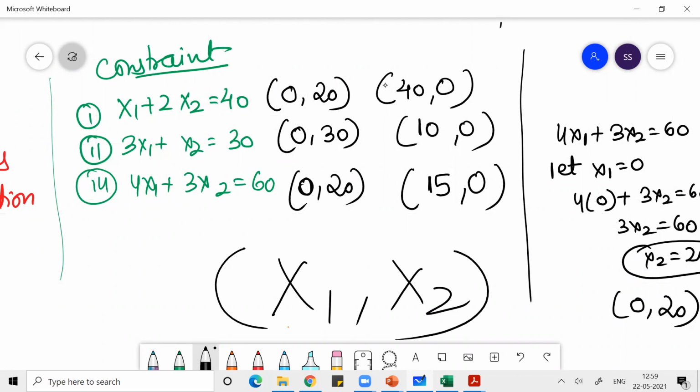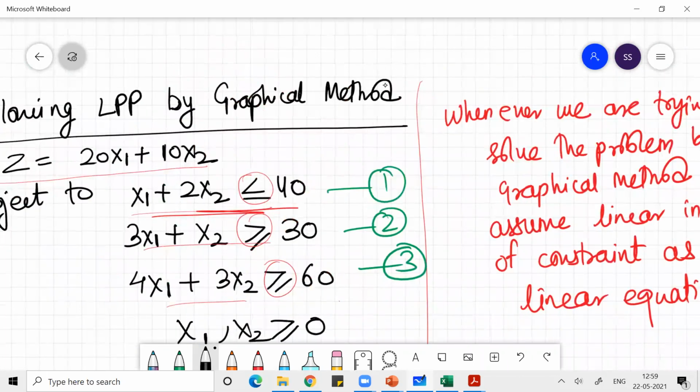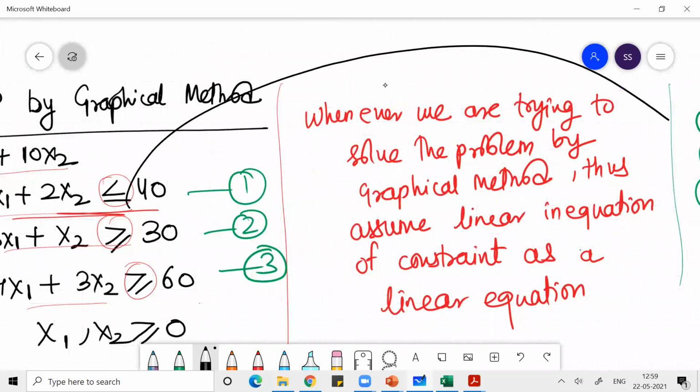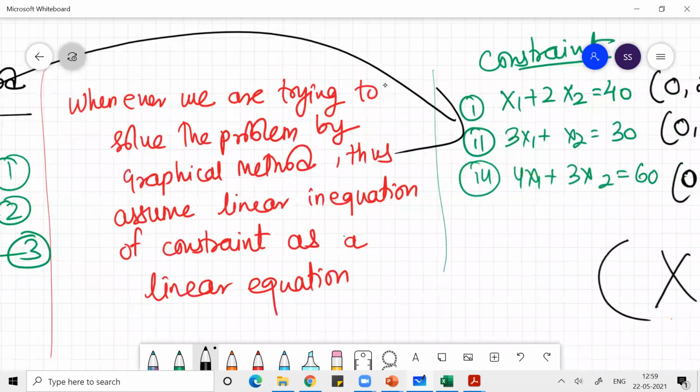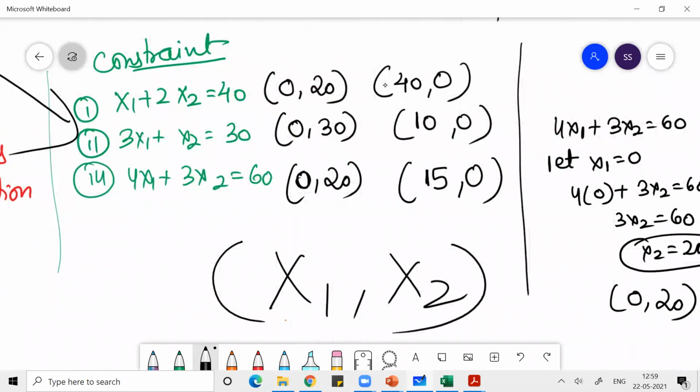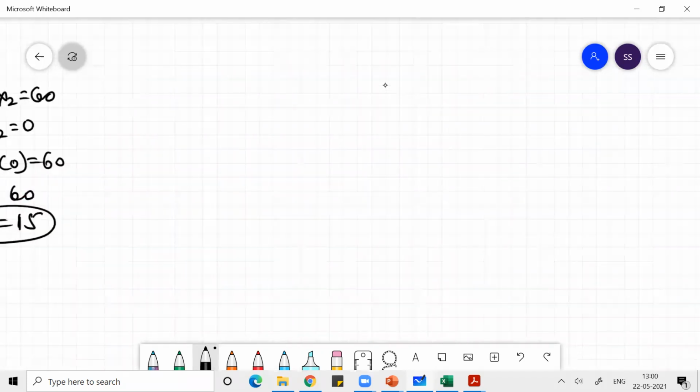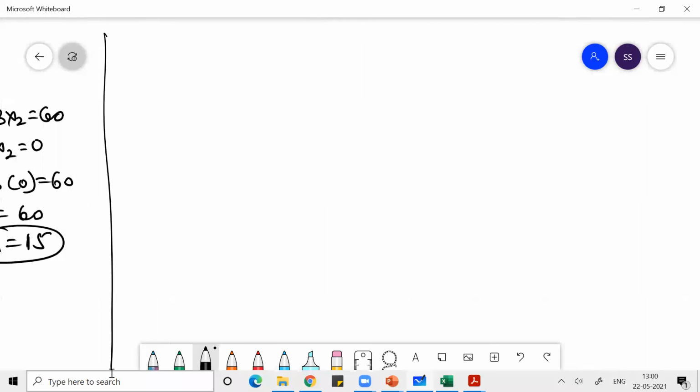So the purpose of converting this inequation: you had this inequation, and you converted it into a linear equation. Why did we convert it? Because I wanted coordinates, at least two coordinates. If I get them, I can easily plot the graph.